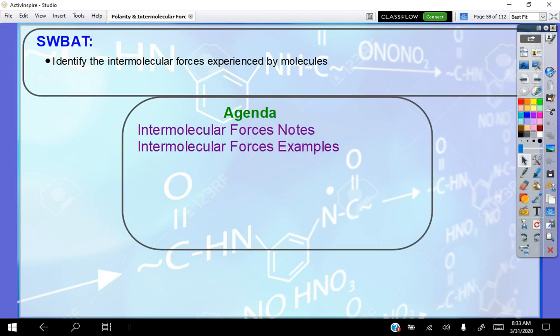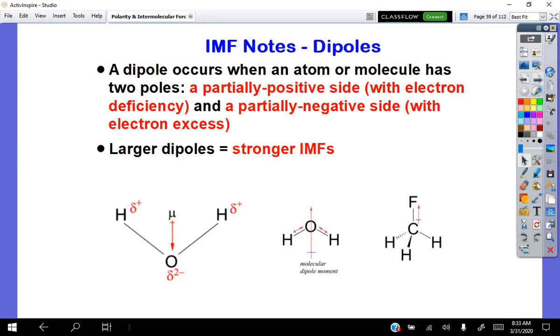Hello class, today we're going to identify the intermolecular forces experienced by molecules. First thing we need to review is a dipole. We talked about bond polarity, we talked about a difference between the electronegativity in atoms. A dipole is what occurs when an atom or a molecule has two poles, a partially positive side with electron deficiency and a partially negative side with electron excess.